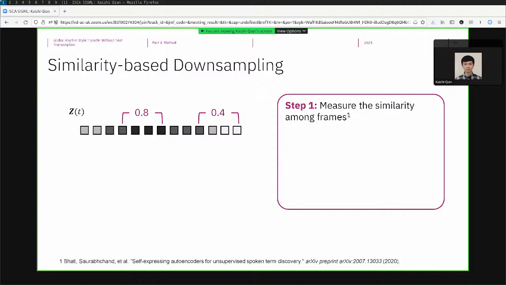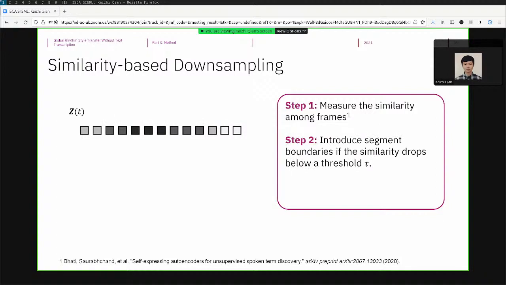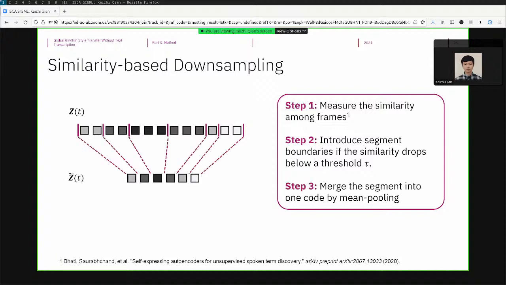With this similarity measure, the next step is to go through the speech frames one by one and draw a segment boundary if the similarity between the next frame and the previous frame drops below a threshold tau, as denoted by the red bars on the slide. After the segmentation is complete, the final step is to collapse each segment into one representation by mean pooling. As can be seen, the downsampling algorithm ensures that the steady segments get compressed the most.